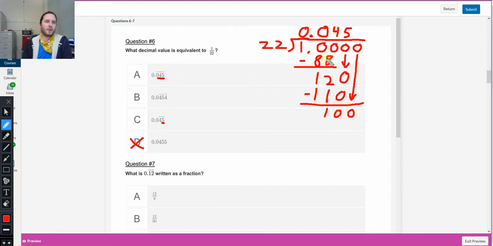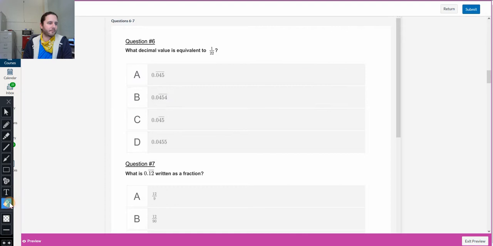22 goes into 100. We already know this 4 times, so it can't be C. We just don't know. Oh, wait, we do know. Because here, the 0 would be repeating next if it was A. So no, it is not A. Correct answer is B. It's going to be a pattern where the 4 and the 5 alternate over and over and over again. So this is going to be my answer for number 6.